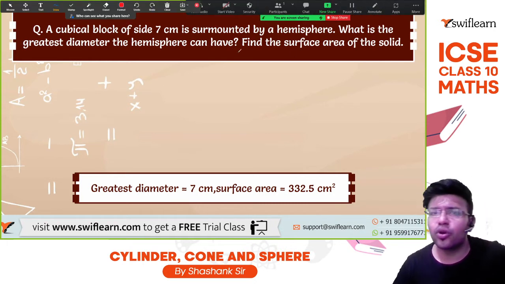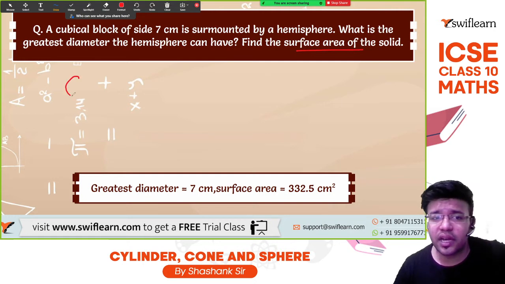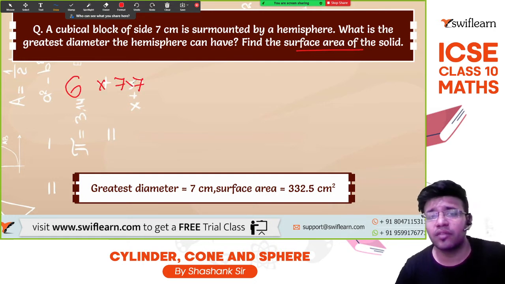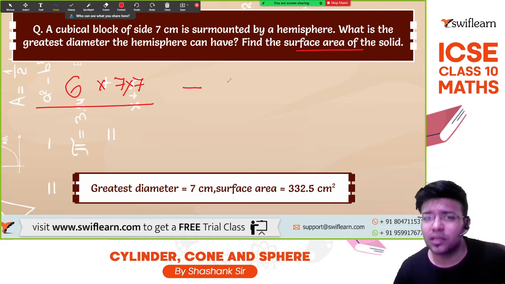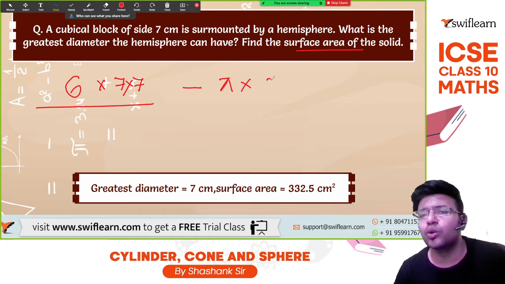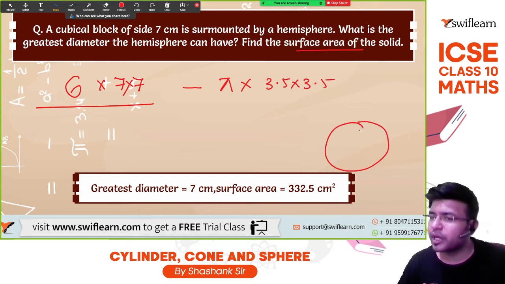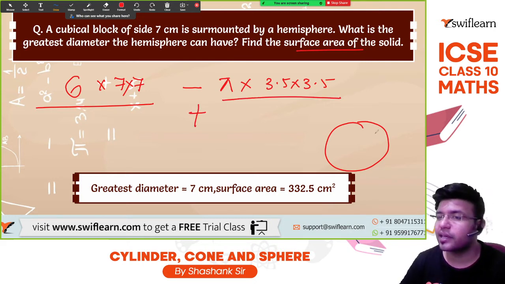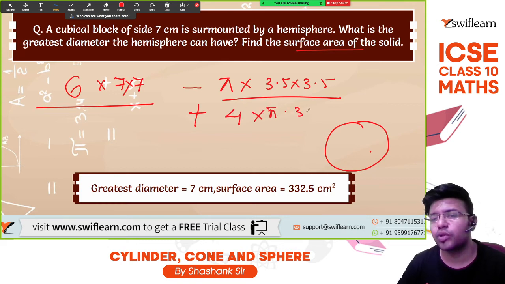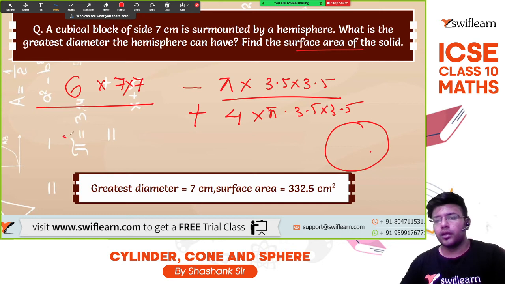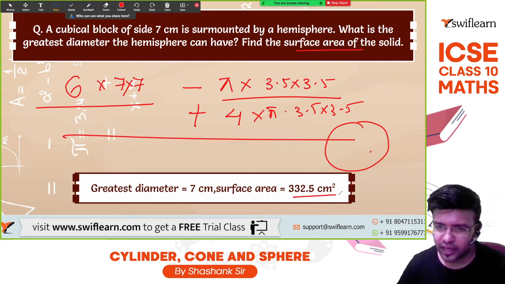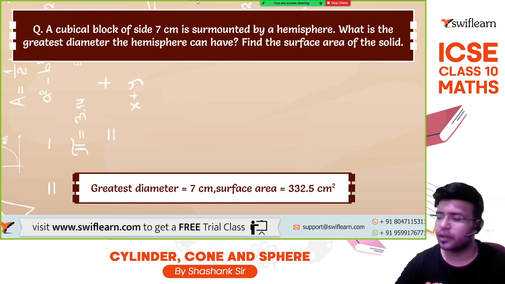See, to find the surface area: it is given by 6 into 7 into 7 of the cube, minus the circle, which is pi into 3.5 into 3.5, pi r square, which is the base the hemisphere has taken. This is the base area of the hemisphere, subtract it, and add the curved surface area, which is 2 into pi into 3.5 into 3.5. Do this, you will get this area.